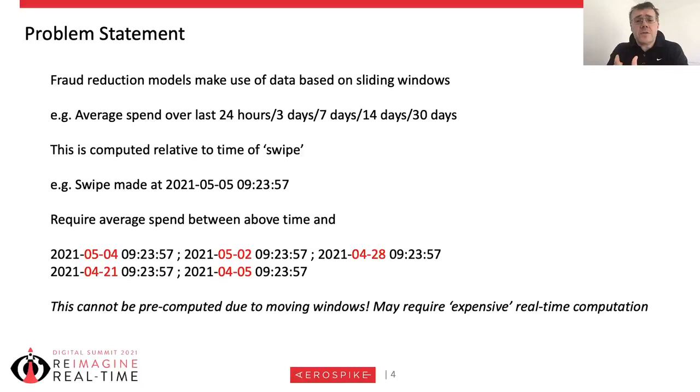So the problem is that we need to perform these calculations, we need to look up all the transactions within that time period. So that's within the last 30 days, and most likely within the last 90 days, in order to compute these floating rate averages. The reason we need to do that is that we can't pre-compute them because the window is constantly changing.